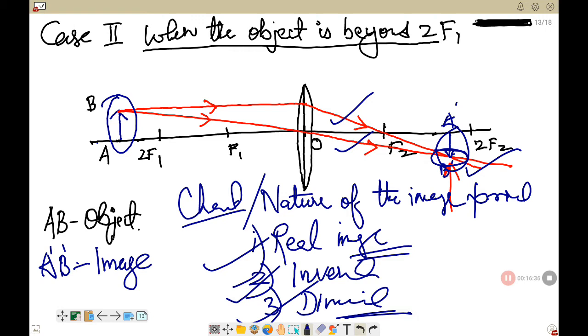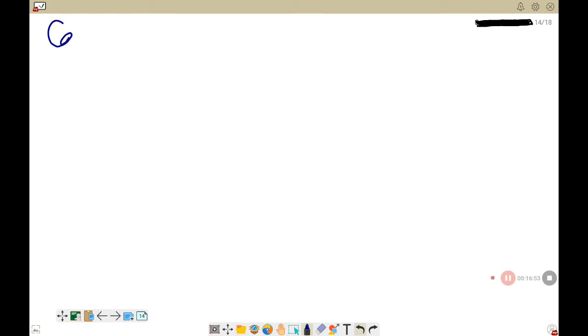Okay, now after this you must also know where this kind of lens is used. So uses, so it is used, okay, as a camera lens. Is that okay? It is used as a camera lens. Okay, now let's learn case 3. See, you can pause, you can rewatch again if you are not able to catch up. Okay, now case 3.